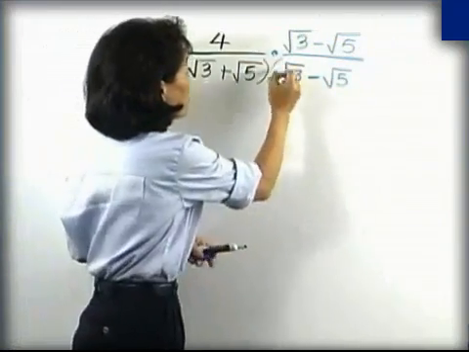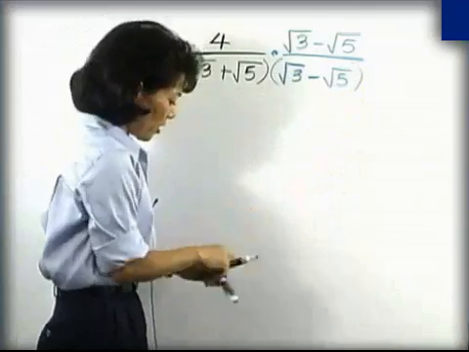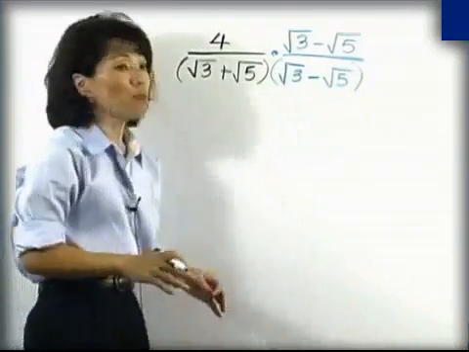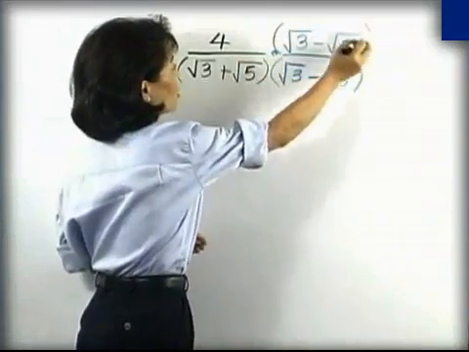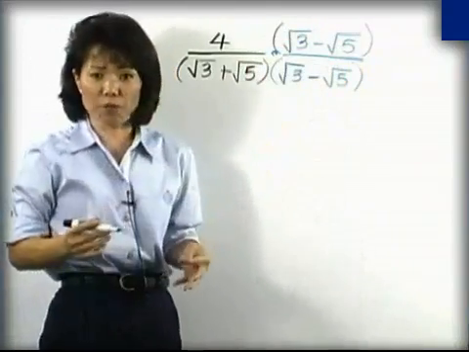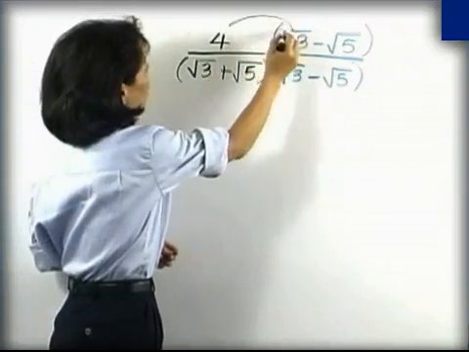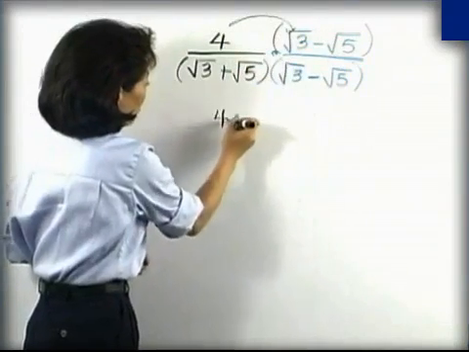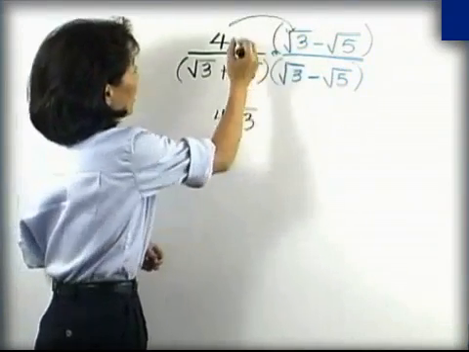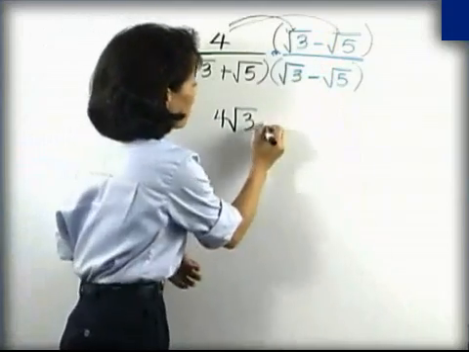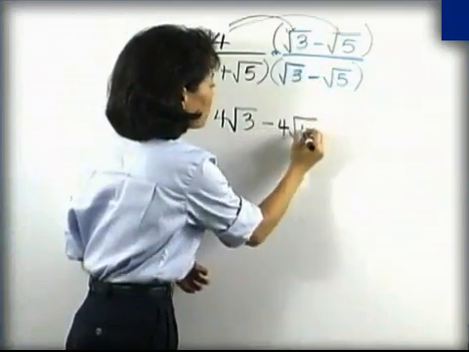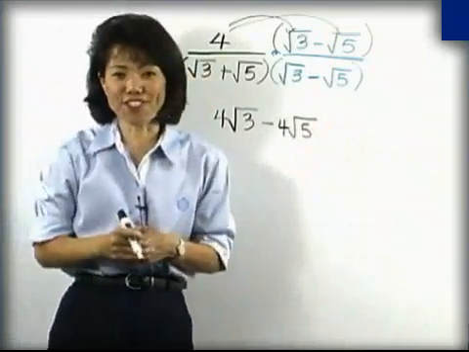Now watch what happens to my expression. We're going to have to incorporate a couple of different properties we've used in the past. First of all, in the numerator, we're going to have to use our distributive property. So here we get 4 root 3. Here, when we distribute, we get minus 4 times the square root of 5. So far, so good?